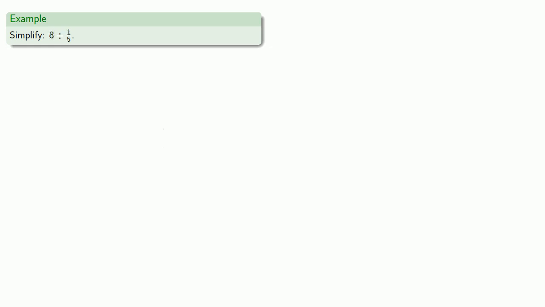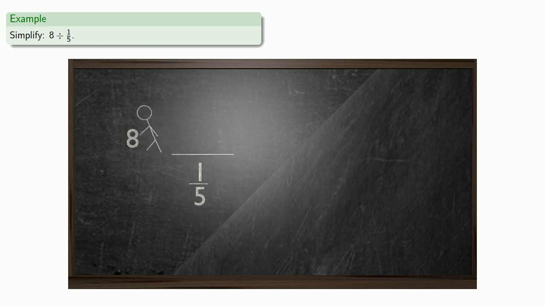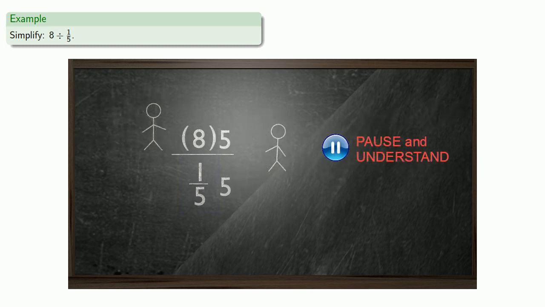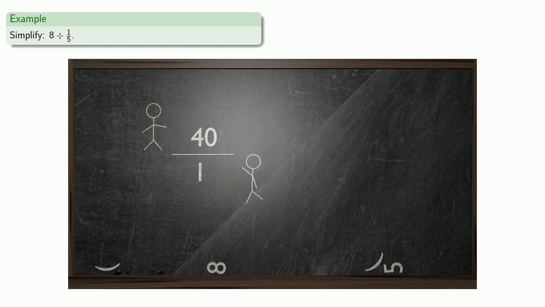8 divided by 1/5, well, that's the same as the fraction 8 over 1/5. And we can get rid of our fraction in the denominator by multiplying numerator and denominator by 5. Multiplying our numerator together gives us 40. Multiplying our denominator together gives us 1. And 40/1 is just equal to 40.